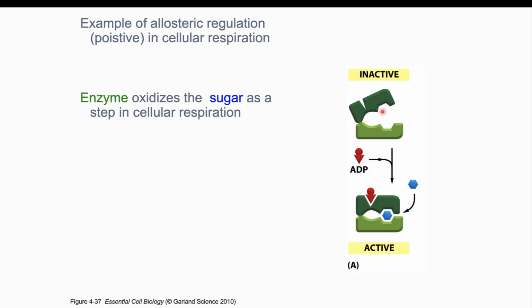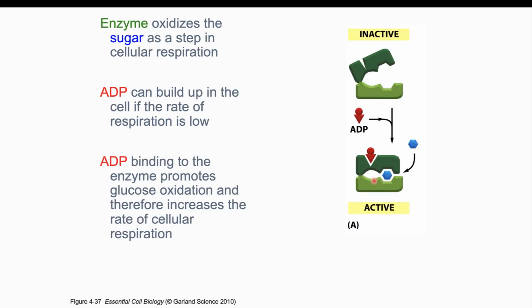So here in green is the enzyme. This is an enzyme that oxidizes sugar as a step in cellular respiration. And its allosteric regulator is ADP. ADP, adenosine diphosphate, will build up if cellular respiration is low. So you have a buildup. We need to convert ADP right into ATP. ADP will bind to the enzyme and cause a conformational change. So this is one conformation and this is the other.